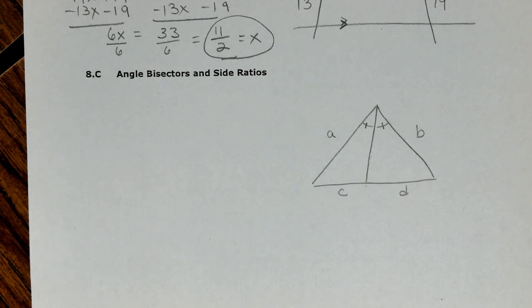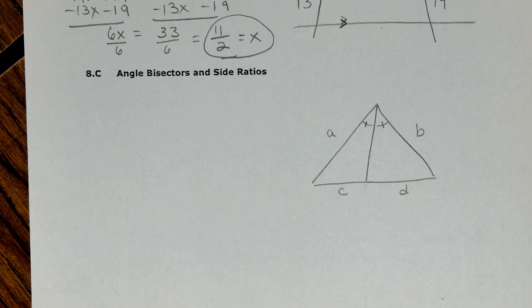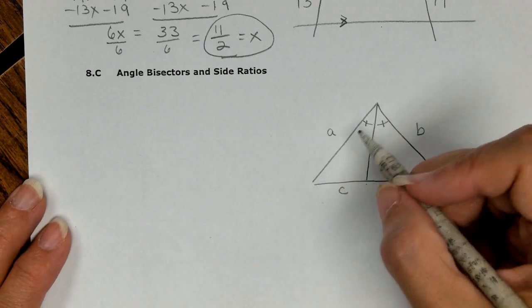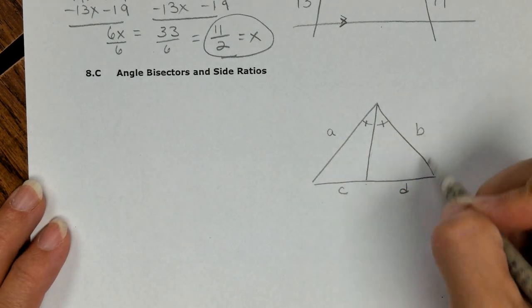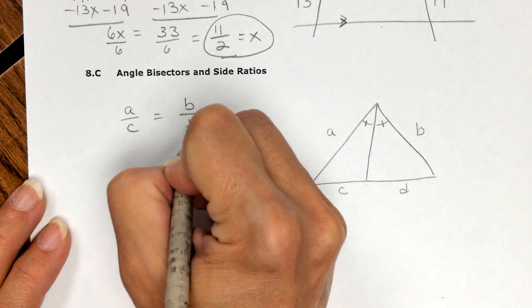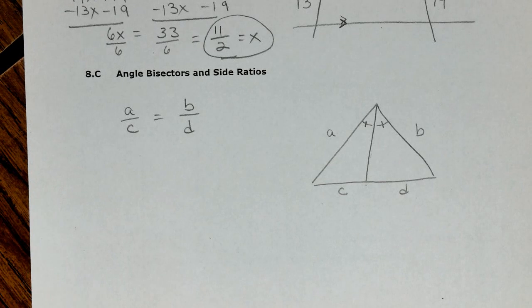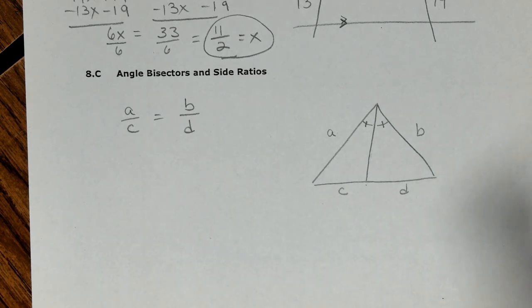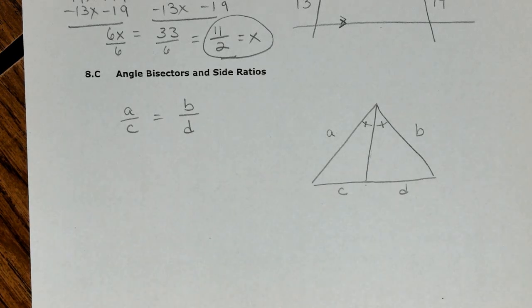And any time this happens, here's what you're going to like. A over C, like it's almost set up for you, A over C equals B over D. This is what happens. Okay? You'll be able to use this. You'll be given a triangle like this, but only 3 numbers and 1 variable, and then you solve for the missing part.